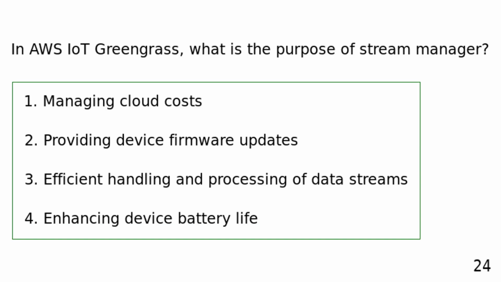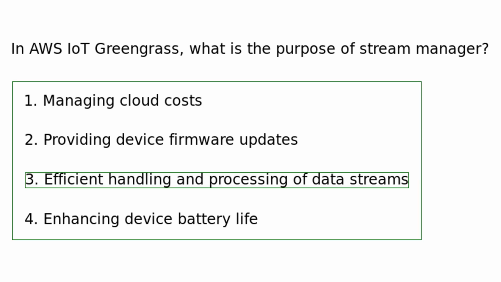In AWS IoT Greengrass, what is the purpose of Stream Manager? Managing cloud costs. Providing device firmware updates. Efficient handling and processing of data streams. Enhancing device battery life. Stream Manager optimizes the handling and processing of data streams locally and in the cloud.